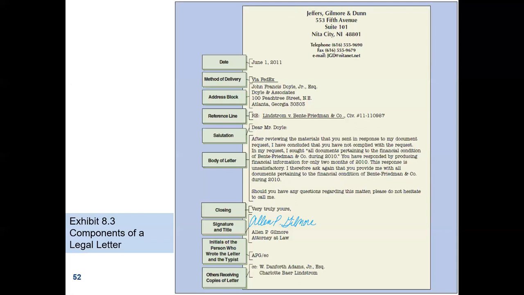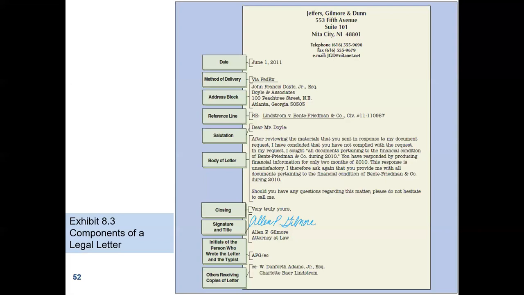And we're going to start with a capital D. Then we're going to have a space. Then we're going to go Mr. and his last name. We're not going to include John. We use the honorific, and then we use the surname. Or it could have been Ms. Doyle if it happens to be a woman.